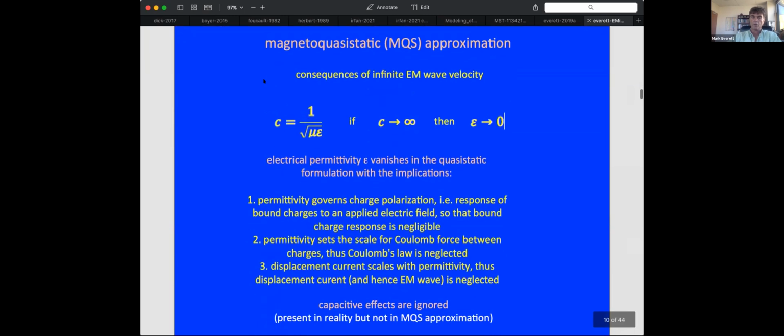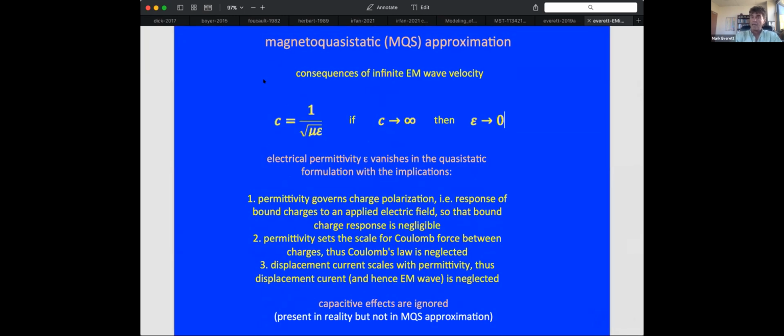So what other things does that imply when we presume that the EM wave velocity is infinite? Here's the well-known formula for the EM wave velocity. You notice that if you make C go to infinity, then effectively the permittivity goes to 0, or vanishes, in the quasistatic formulation. Here are some of the implications of having 0 permittivity. Number 1, electrical permittivity governs all manner of charge polarization phenomena. These describe the response of bound charges to, say, an applied electric field, so all bound charge responses are negligible in the EM method.